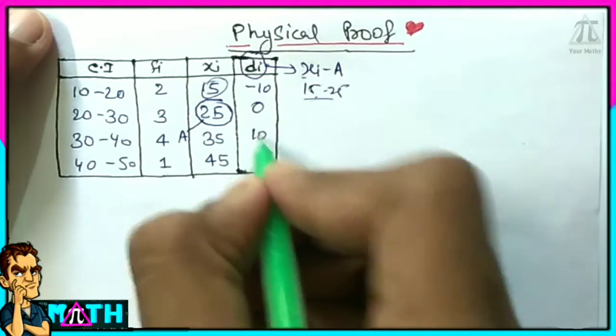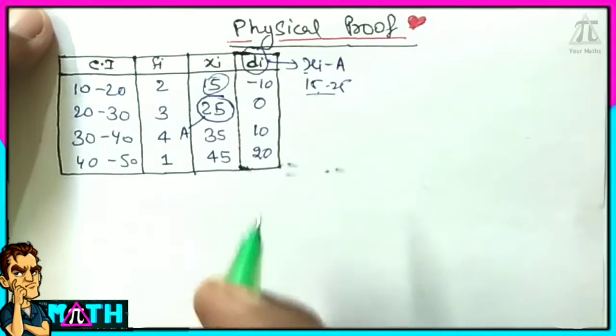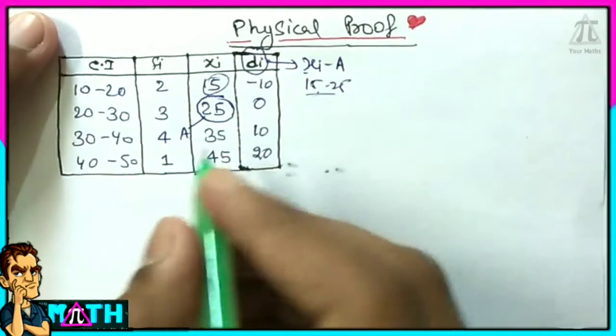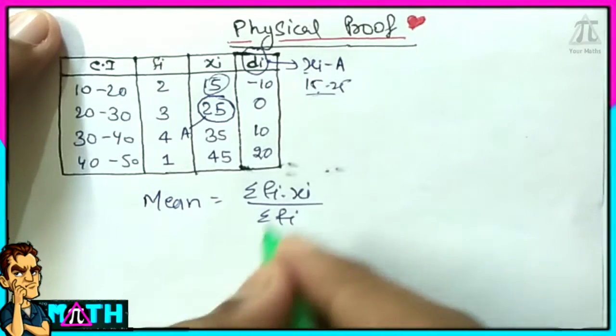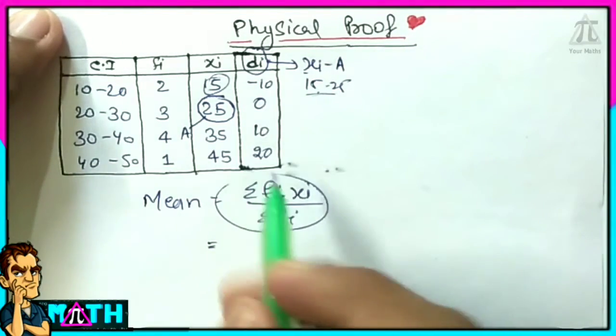Now pause the video and try to calculate the remaining ones and match them. Hopefully you get it right. Now the direct method to calculate the mean is summation of fi into xi upon summation of fi, and I have already proved it in my previous video.